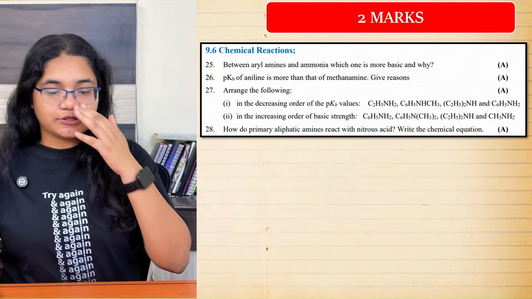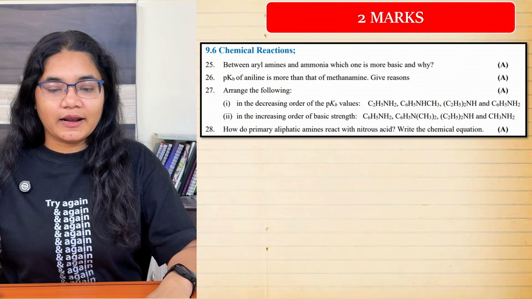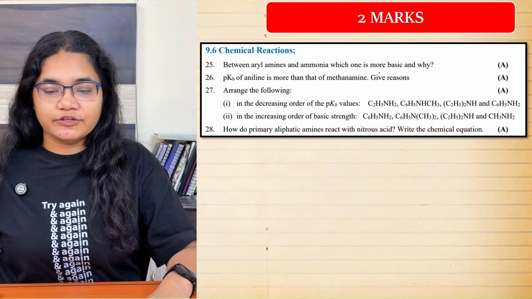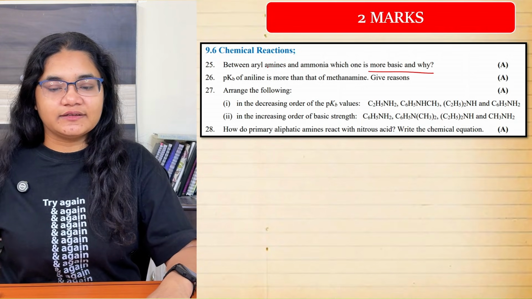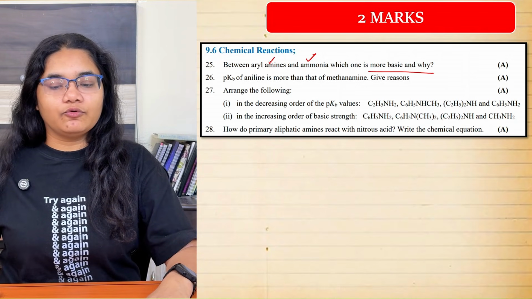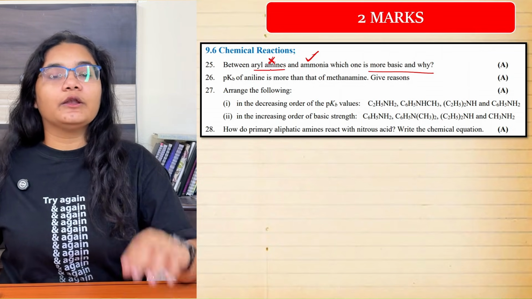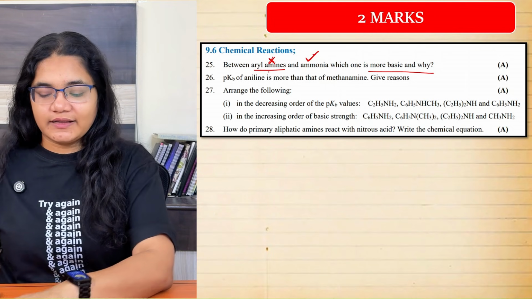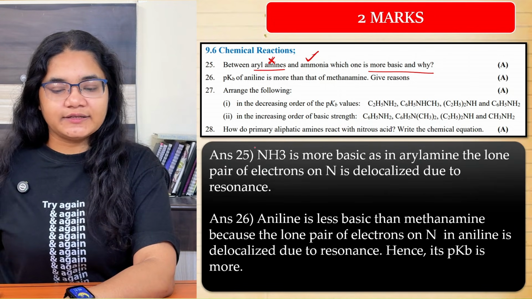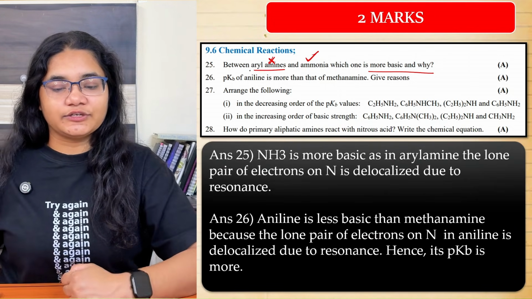Now let's move to question number 25. Between aryl amines and ammonia, which is more basic and why? We have already discussed this question. Ammonia will be more basic because in aryl amine, the lone pair of electrons is involved in resonance. I have already discussed it, so I'm not going to talk about that question again.